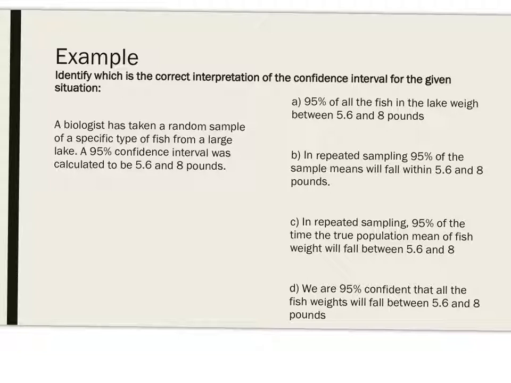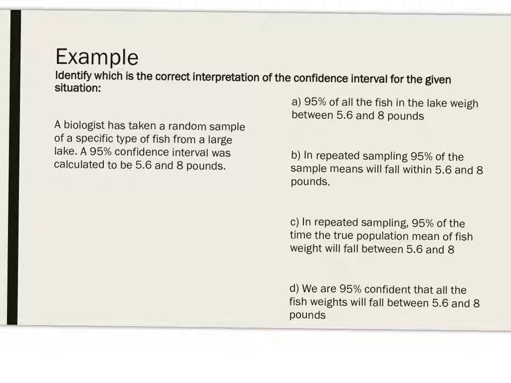So let's look at the choices and try to eliminate which ones aren't right and figure out which one is right. The first one says that 95% of all the fish in the lake weigh between 5.6 and 8 pounds. Well, let's talk about again what a confidence interval does. It wants to estimate the population value from the sample. Look at A and see if we're doing that. This says that 95% of all the fish in the lake weigh between 5.6 and 8 pounds. Is this taking a sample and trying to estimate the population from it?